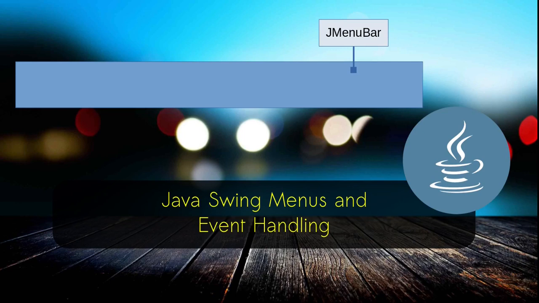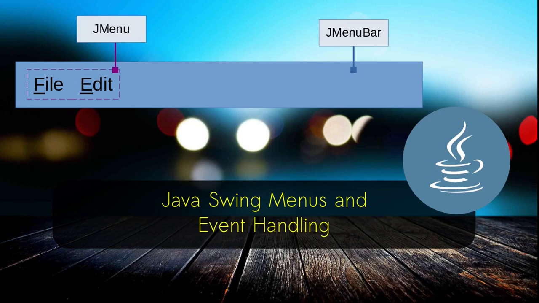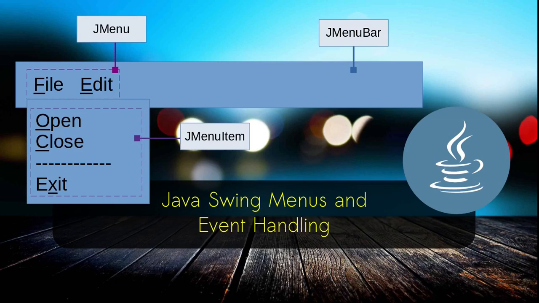Inside of the JMenuBar, we are also going to instantiate and add into it some JMenus. And inside of each JMenu, we can put on another JMenu or what is known as a JMenuItem. These JMenuItems are the ones responsible for triggering an event that you want to happen when a user clicks on that menu item.